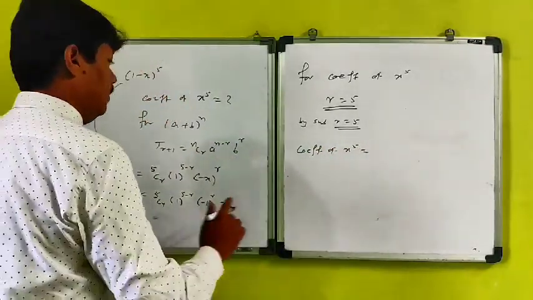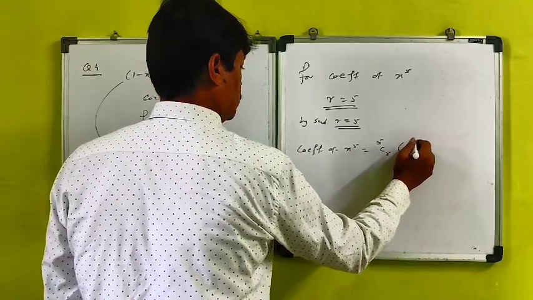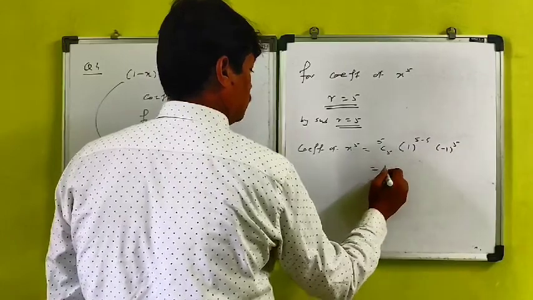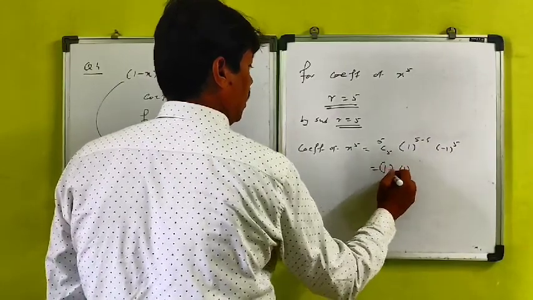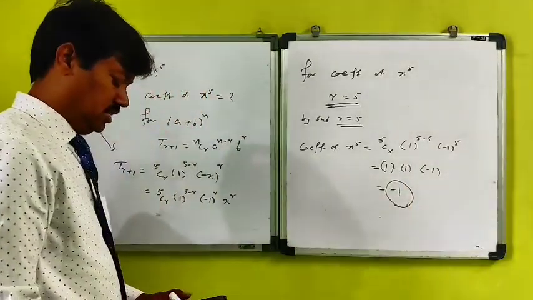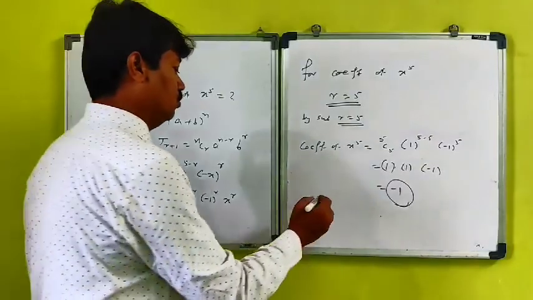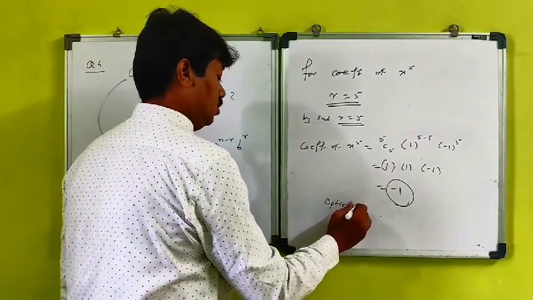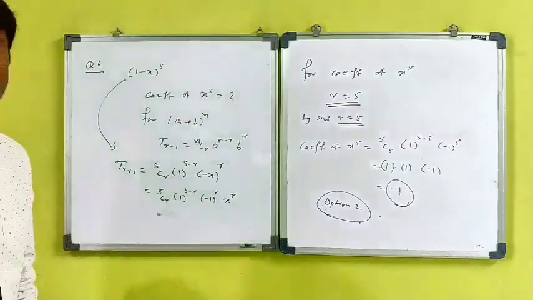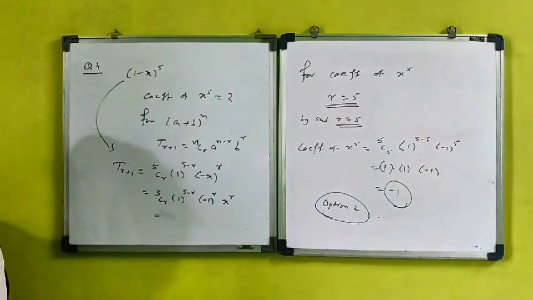Coefficient of x raised to 5 will be what? 5C5, 1 raised to 5 minus 5, and minus 1 raised to 5. So it is 1, 1, and this is minus 1. So answer should be what? Minus 1, which is there in the option. Minus 1, so it is option 2. So option 2 will be the correct answer for this. Now, move on to the next. So it is like this.